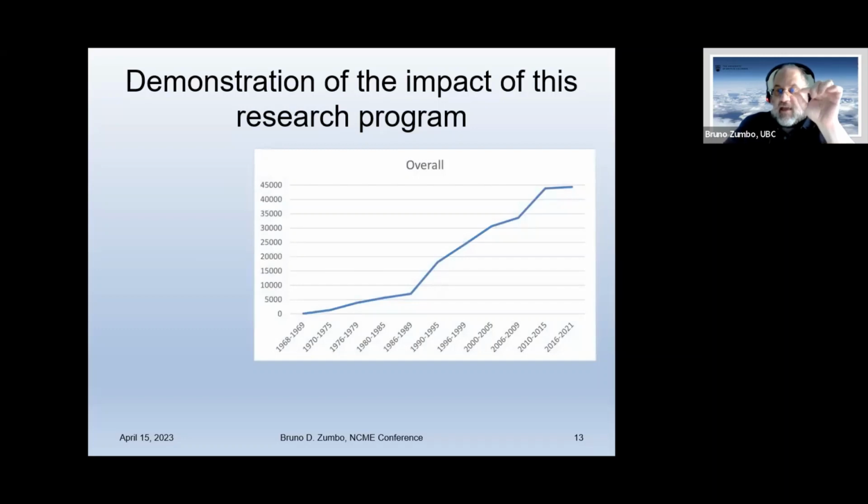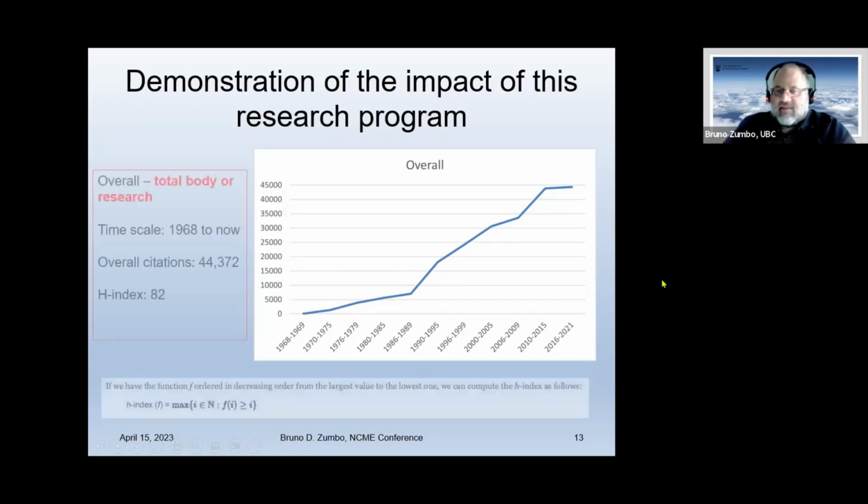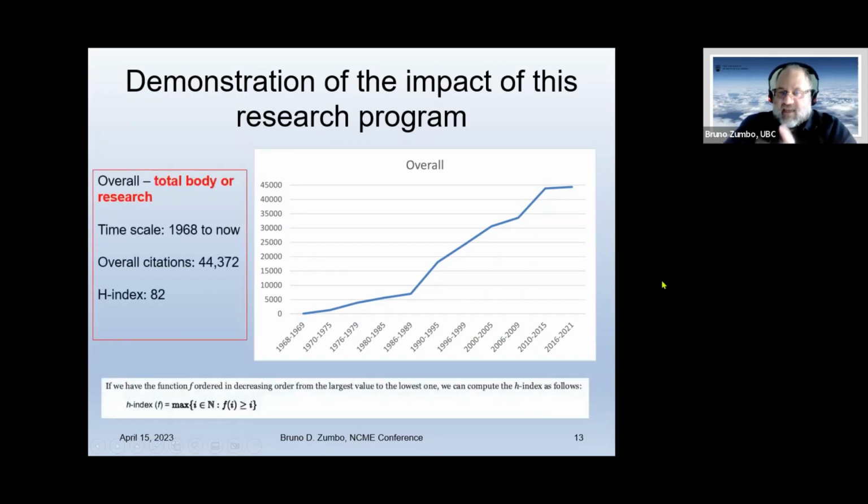Here is a look at the cumulative counts of citations, starting from 1968. And you can see it's quite remarkable, nearly 45,000 citations cumulatively. This is of his overall body of work, from 1968 to now. The overall citations I was able to find were 44,372 with an H-index of 82.